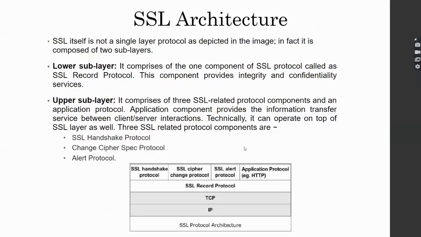SSL architecture itself is not a single layer protocol as depicted in the image. In fact, it is composed of two sublayers. First, the lower sublayer comprises one component of the SSL protocol called the SSL Record Protocol. Second, the upper sublayer comprises three SSL related protocol components and the application protocol. The application component provides the information transport service between client-server interaction.